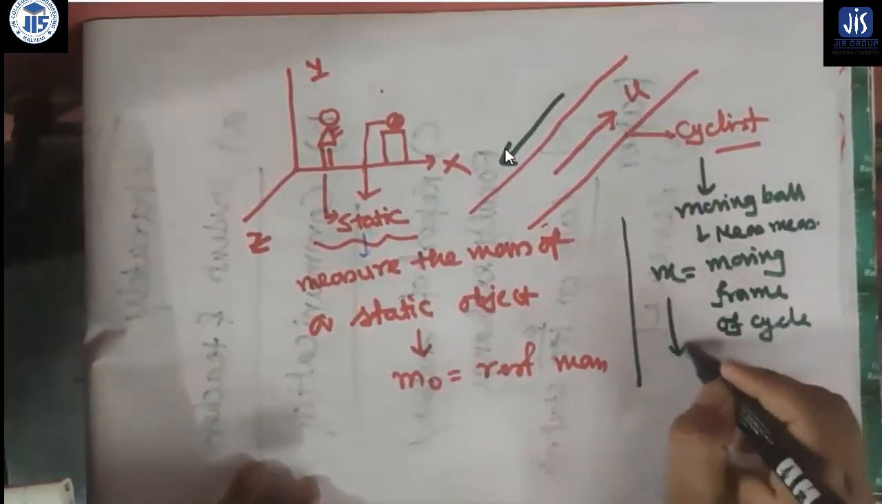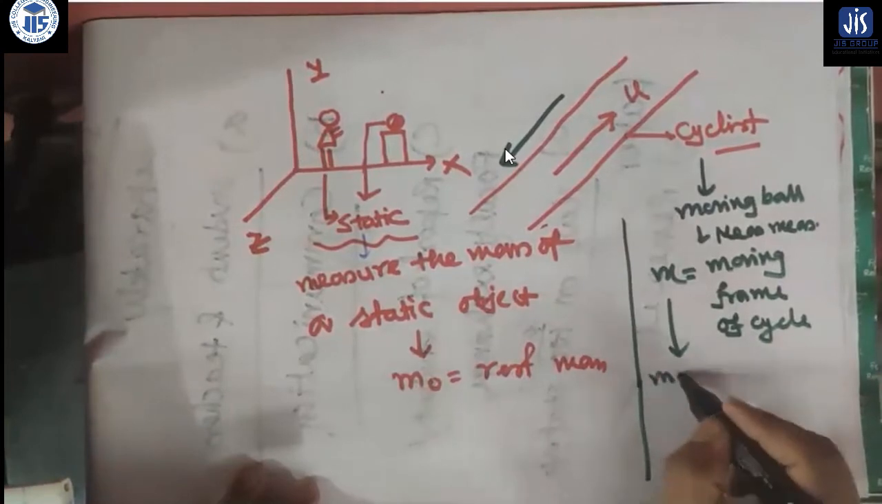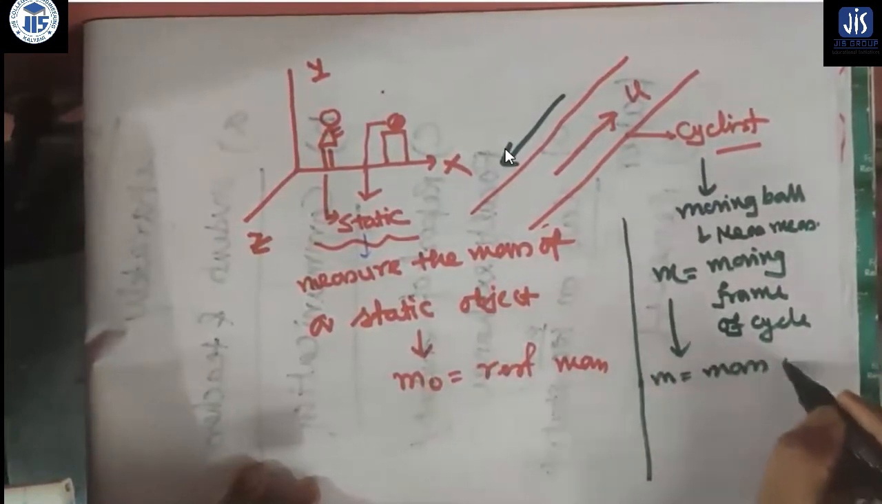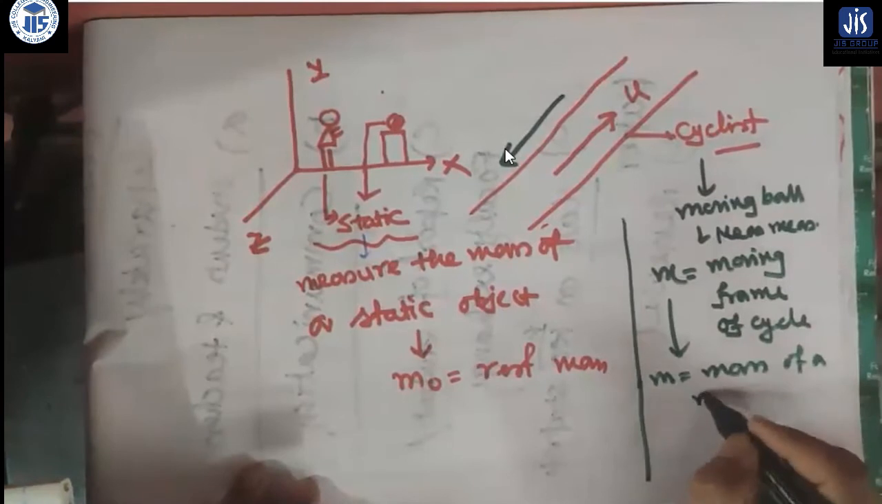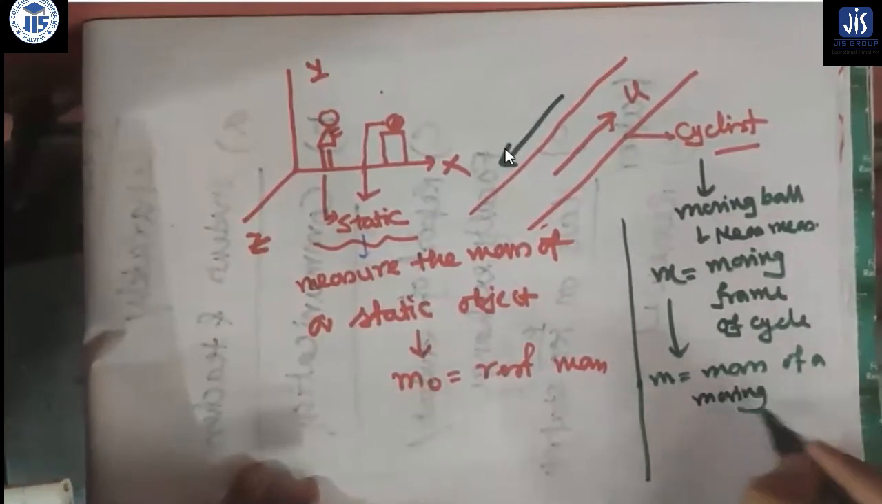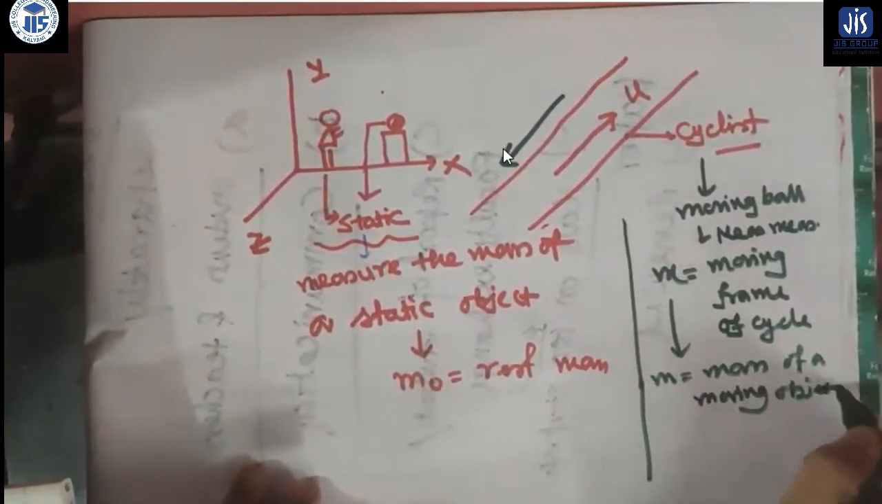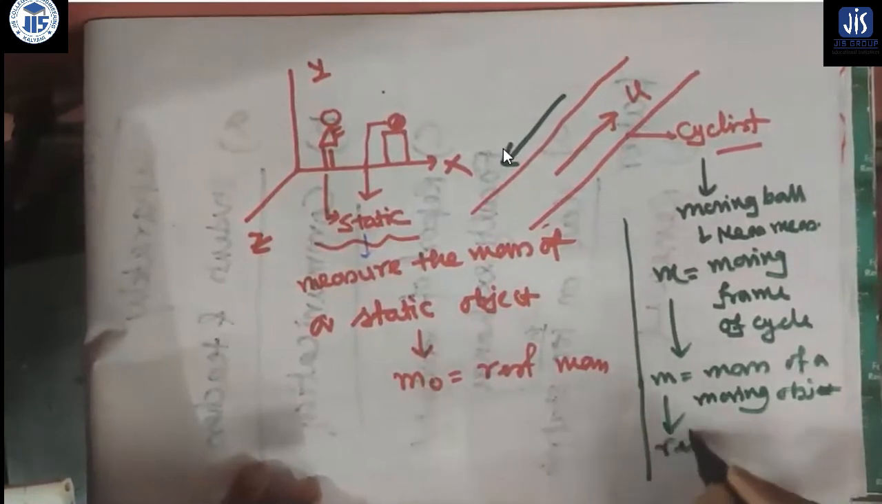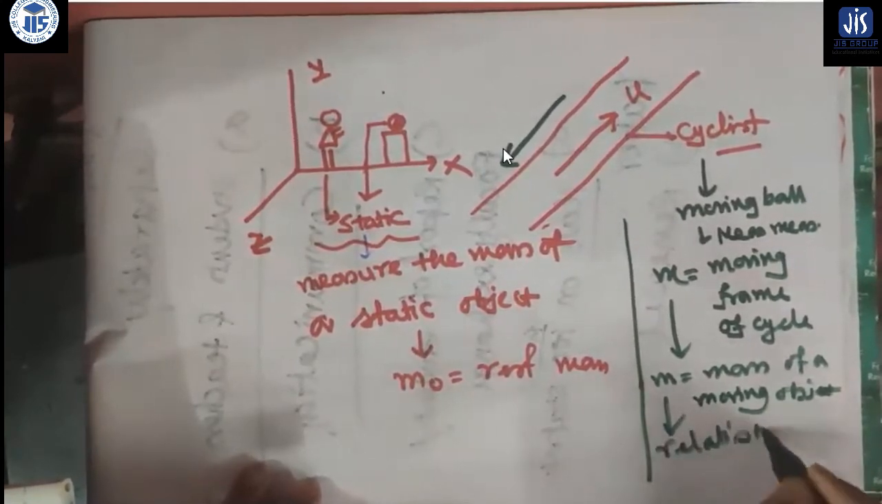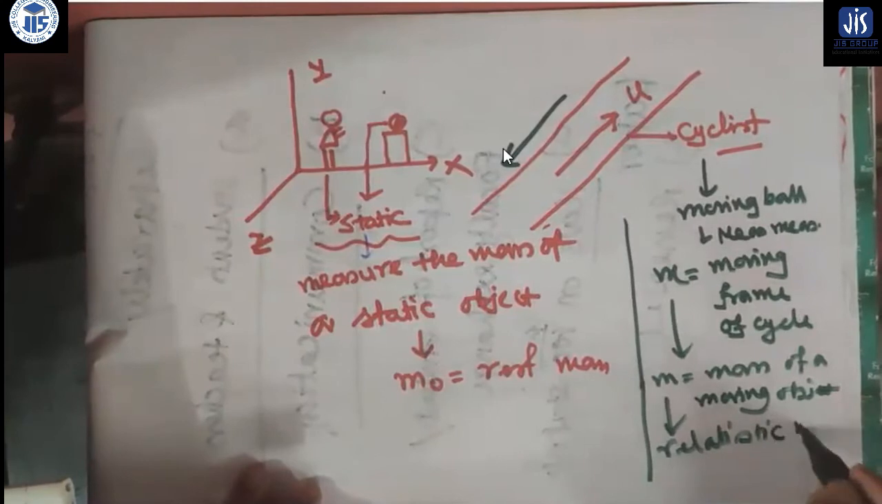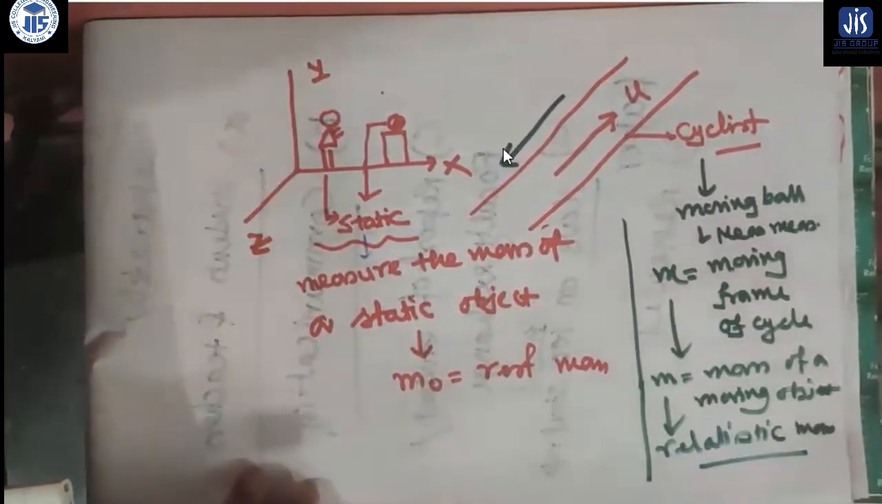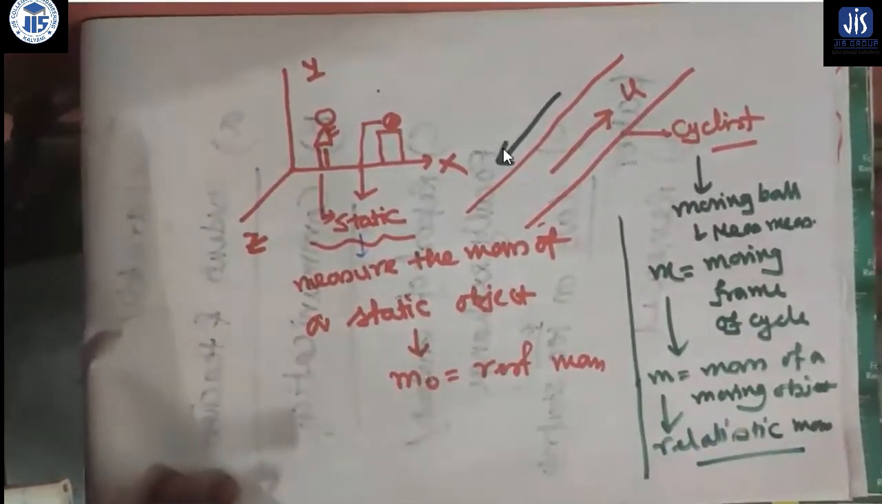So this m is the mass of a moving object, and this m is called the relativistic mass, because this mass is coming because of the relative motion between the cyclist and the object.